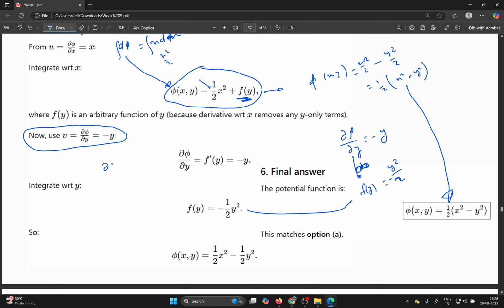So you already know del phi by del x, del phi by del y is nothing but the differentiation of a function of y, you can write like that. Once you integrate these things, you will get f(y), and on this side you will get minus y square by 2 if you integrate here. So the similar things.